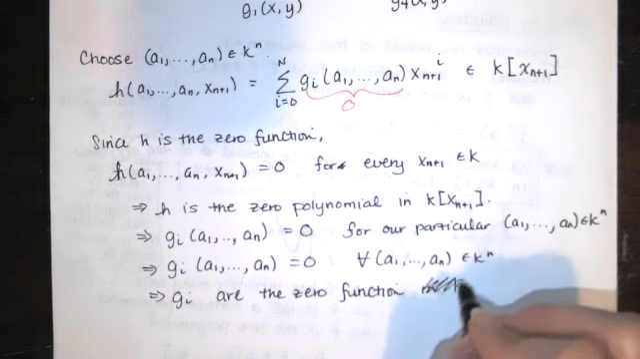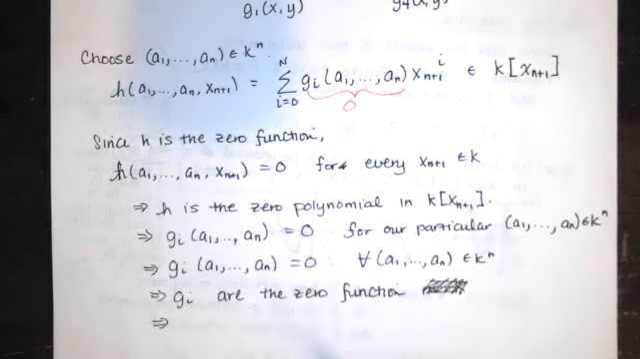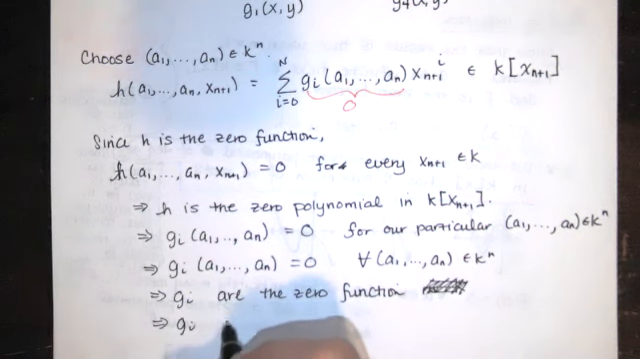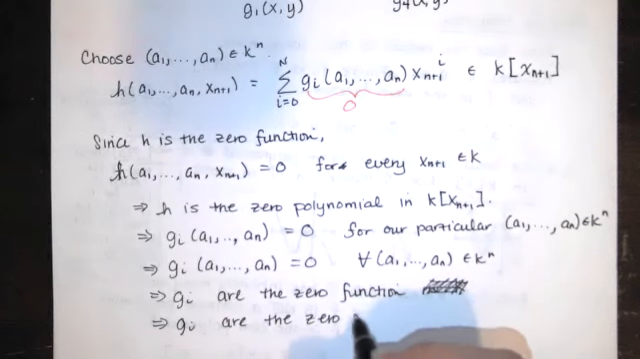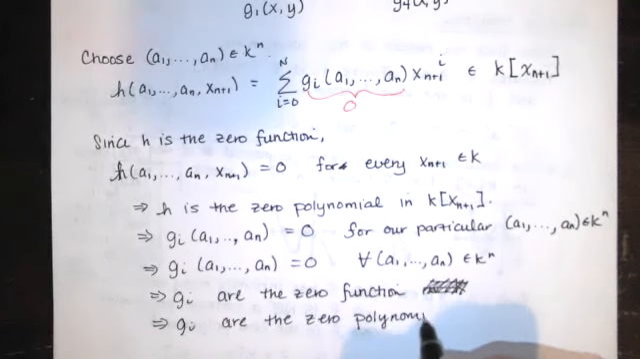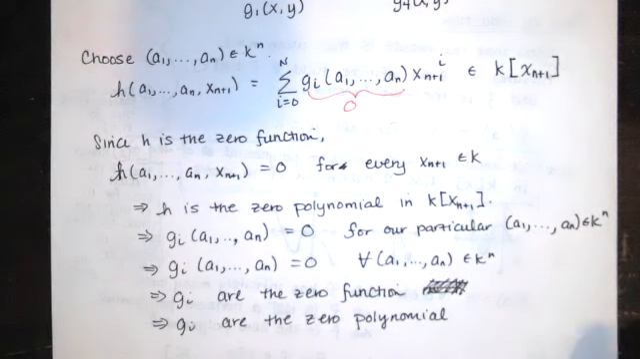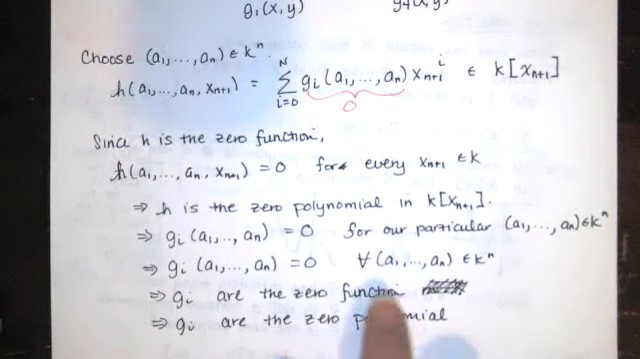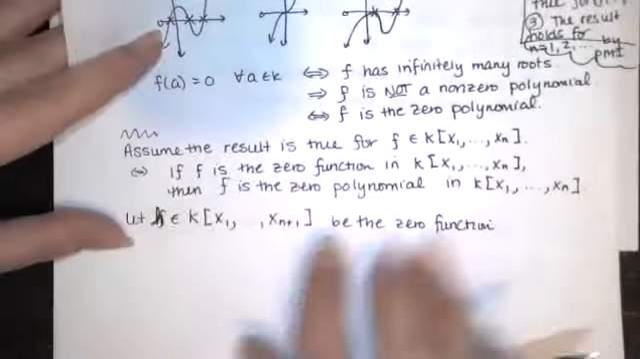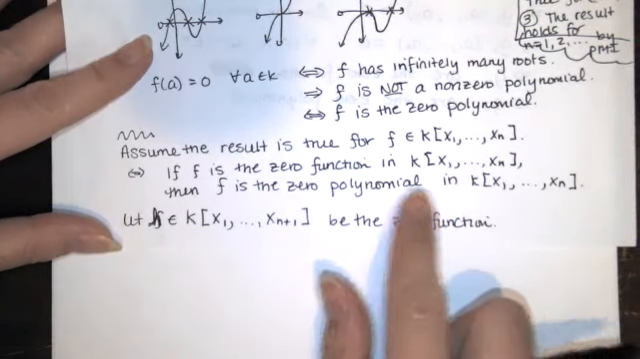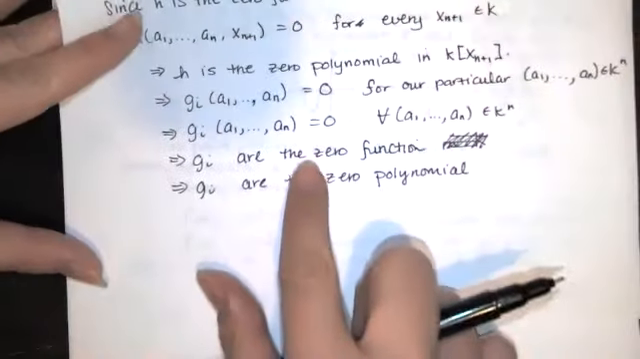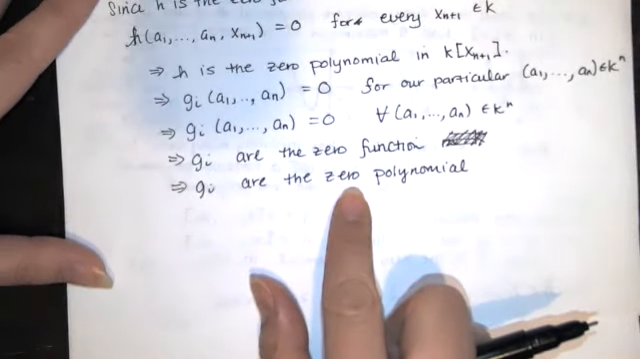So these guys are the zero function, and that means the g sub i are the zero polynomial. Or each of those are the zero polynomial because of our assumption that we started with way back here. We assumed that if f is the zero function in this polynomial ring, then it's the zero polynomial in that polynomial ring as well. So if this is the zero function, then that means that's the zero polynomial.